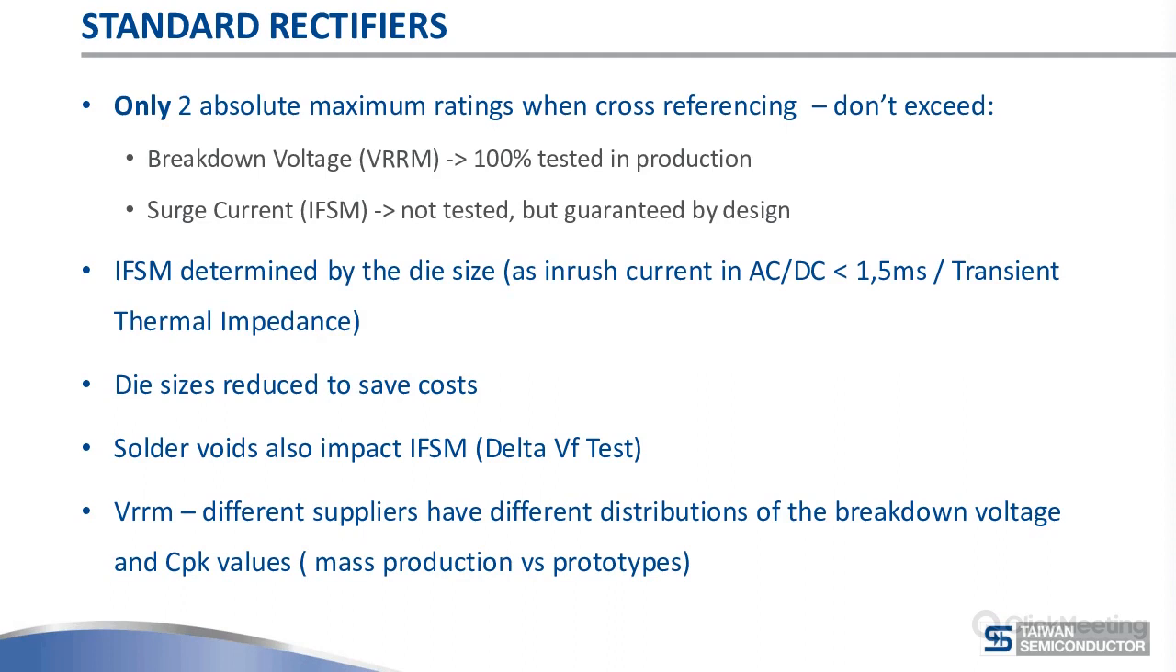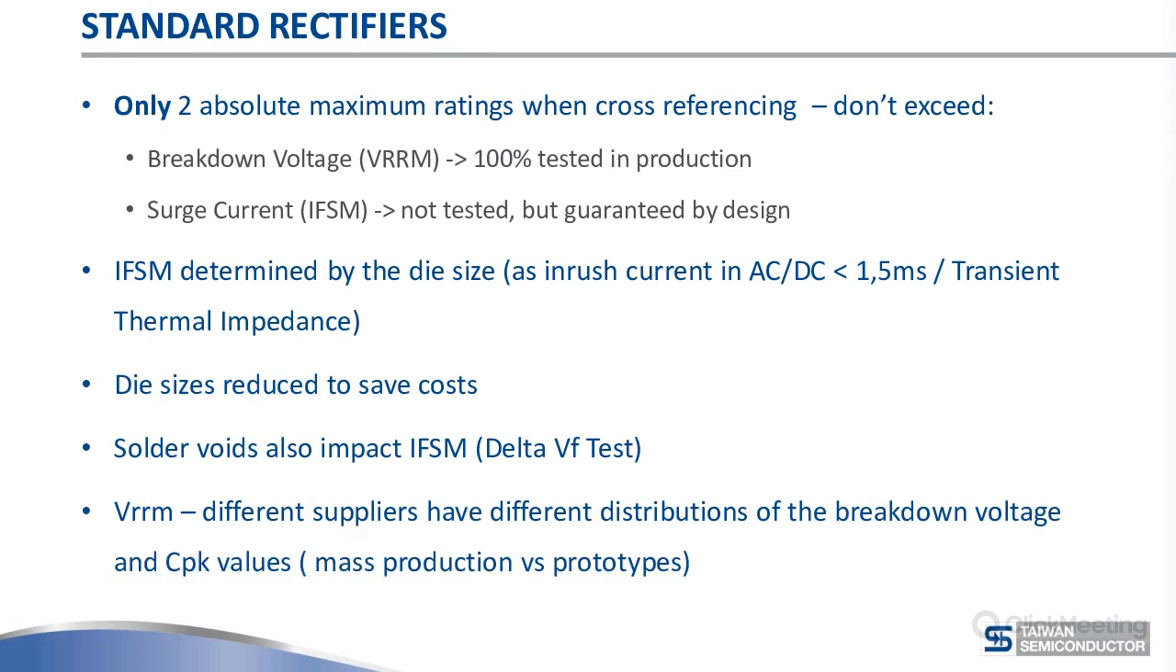Solder voids also impact the surge rating. If the device has a lot of solder voids underneath the die, then your surge rating might be reduced by 10 or 20% or even more, depending on the size of your solder voids. Some manufacturers introduce a delta VF test to eliminate the biggest solder voids. This is one of those parameters that you cannot see in a data sheet, whether a supplier does that or not. You just have to trust the reliability system.